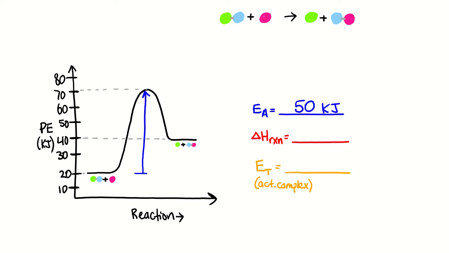The heat of the reaction is always the difference between the reactant level and the product level, and that alone. So the heat of the reaction is equal to the difference between 20 and 40, and in this case it's positive 20 kilojoules. The energy of the activated complex is 70 kilojoules.